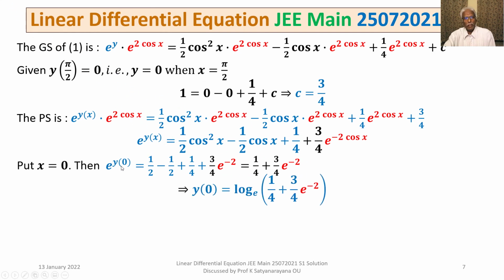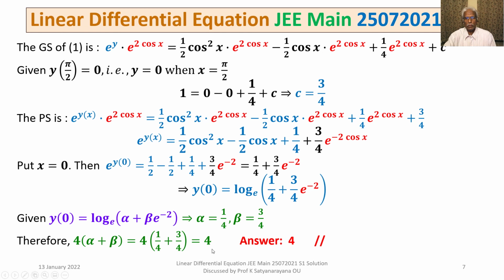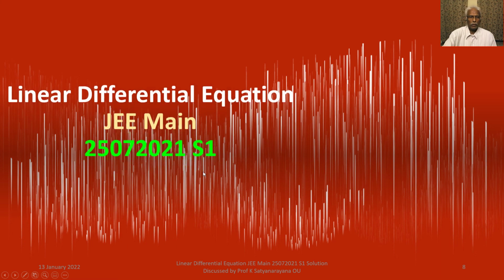Now we want y at 0 because we have to compare y at 0 with the given answer in the question. Y at 0, that means take the logarithms on both sides. Log of 1 by 4 plus 3 by 4 e power minus 2 to the base e. But it is given y at 0 is equal to log of alpha plus beta e power minus 2 to the base e. Equating, we will get alpha is equal to 1 by 4, beta is equal to 3 by 4. We want 4 times alpha plus beta. So alpha plus beta is 1, so 4 times 1 is 4. The answer is 4. That is the discussion of the solution of the problem from the section differential equations.